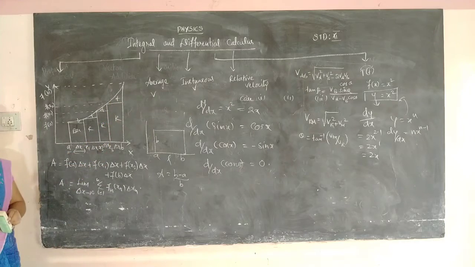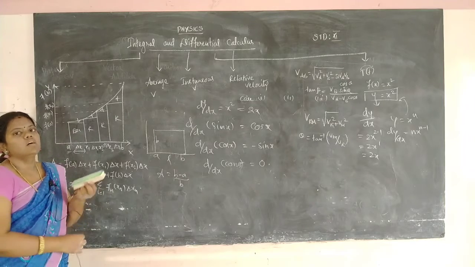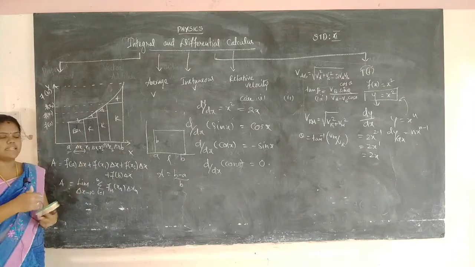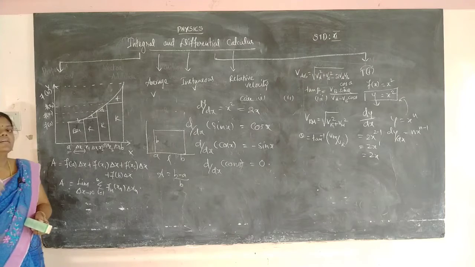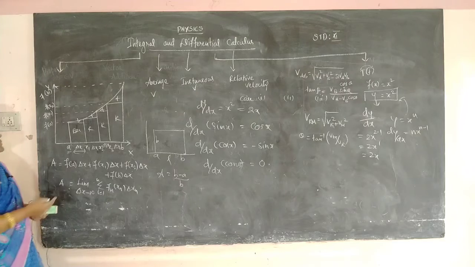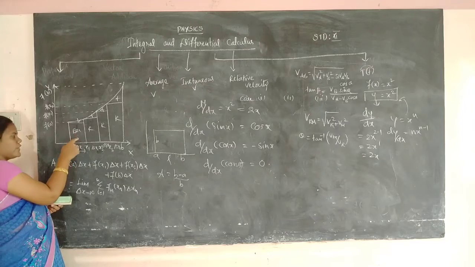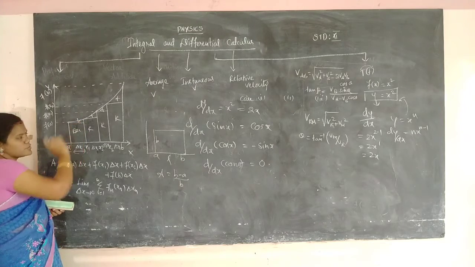So we consider the irregular object. You have to split it into more and more mathematical forms, that is rectangle and square, rectangle or triangle. You have to decide it, and then find the area under the graph. Sometimes 2 areas are there, triangle and rectangle. So we find the area of the rectangle and the area of the triangle. You have to add the 2 areas.